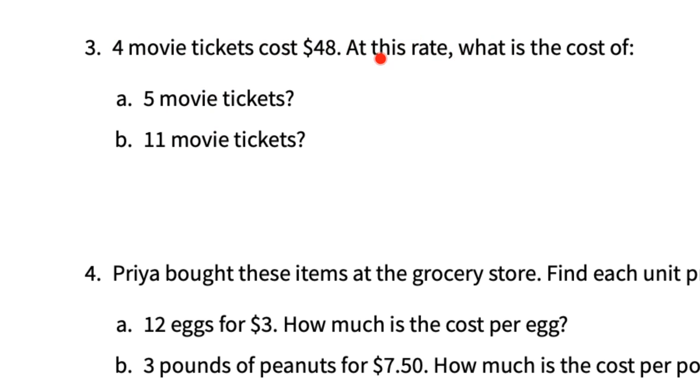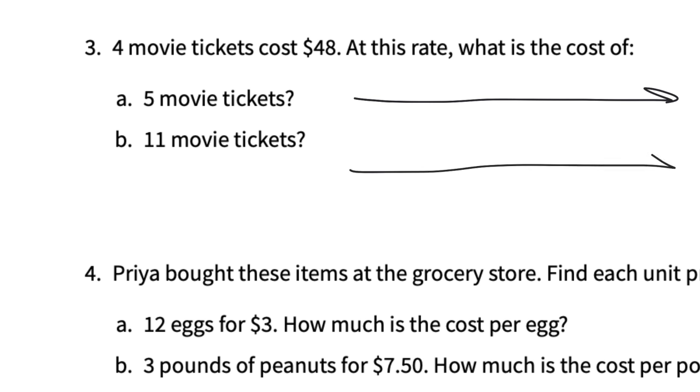All right, so now we're told that 4 movie tickets cost 48 bucks, and we're supposed to figure out at that rate what the cost is of these 2 situations, 5 movie tickets and 11 movie tickets. So we're going to make our little double number line. And let's say here's our tickets and here's the cost. And we're told that 4 movie tickets cost us 48 bucks. And then, of course, if we bought 0 tickets, it would cost $0.